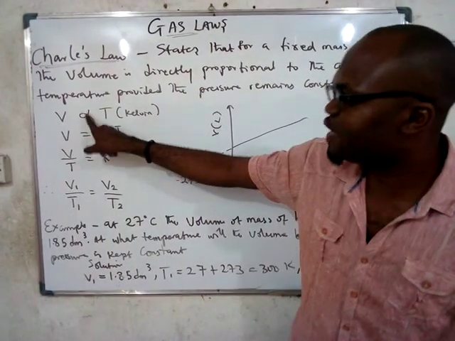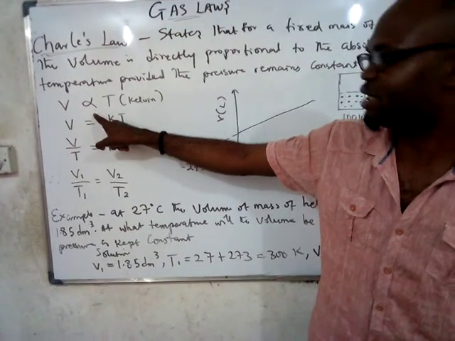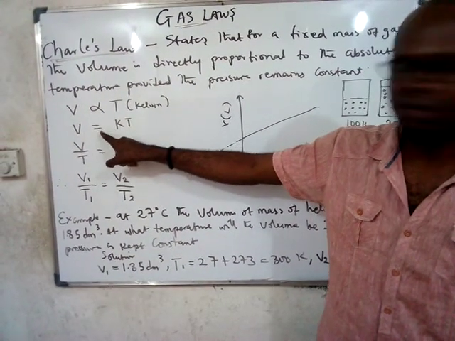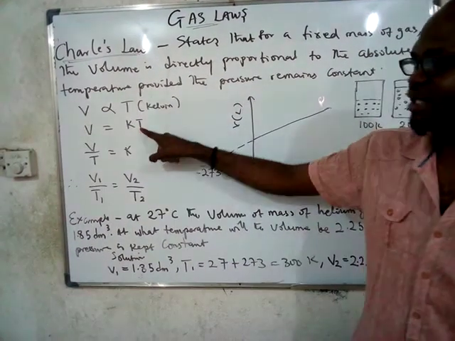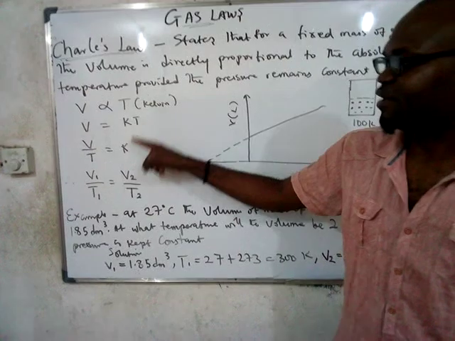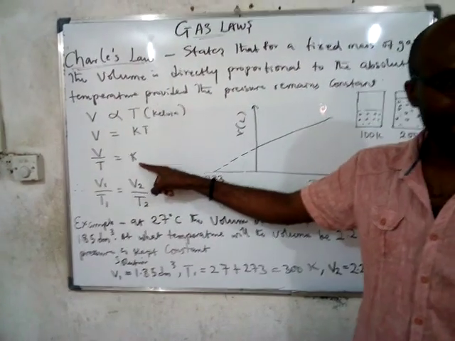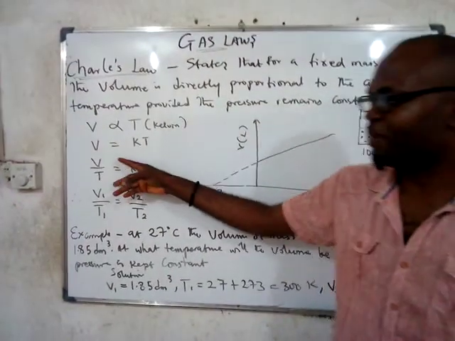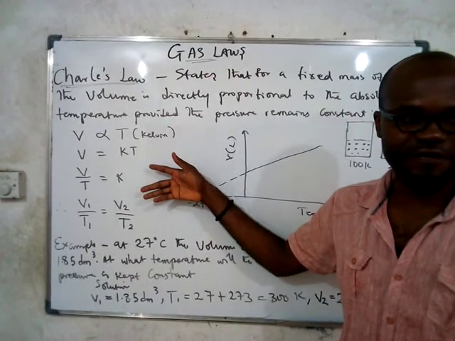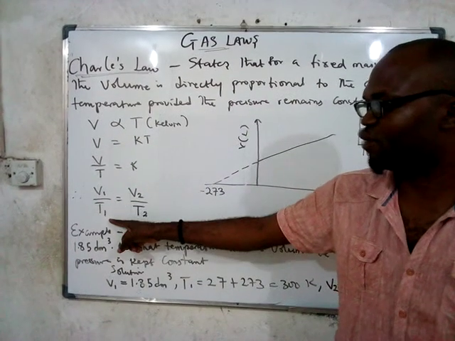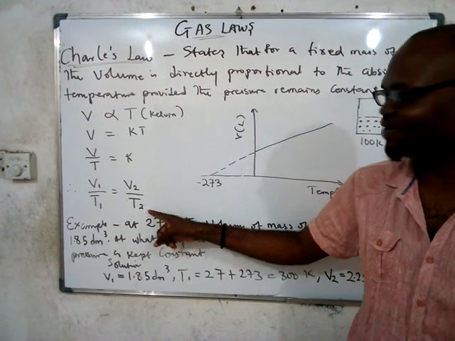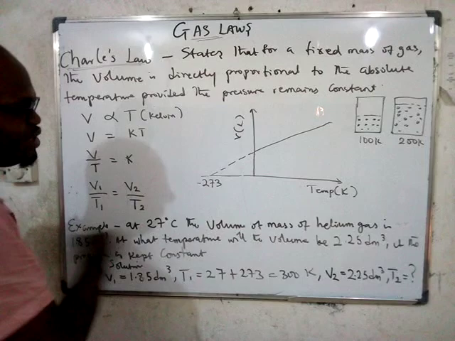If you want to remove this proportional sign to make it mathematical, or to put equal to, you introduce a what? Constant K. So it now becomes V equal to KT. Now, making K the subject of the formula, V over T is equal to K. Understand? If you want to compare this over two different volumes and temperatures, you remove this K and you have V1 over T1 equal to V2 over what? T2. So this is the equation that you're going to be using to do calculations.